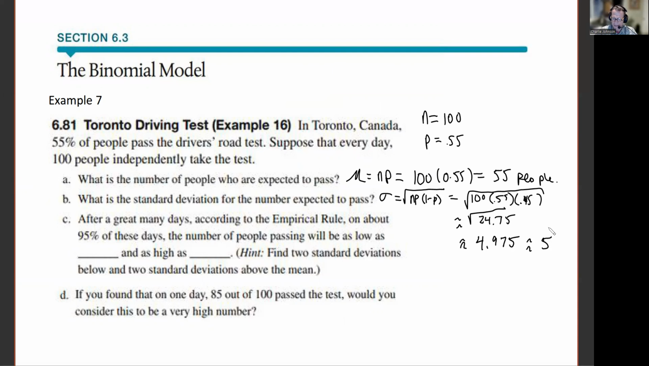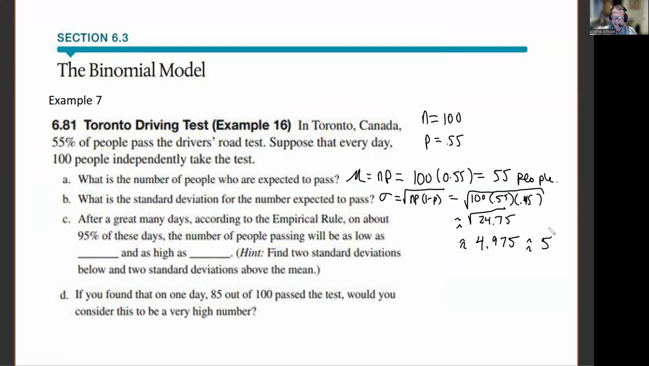Now, what does that mean? That means we would expect 55 people to pass, but there's this standard deviation of 5, so we wouldn't be surprised if 60 people passed or 50 people passed. And in fact, maybe even something a little bit more than that.